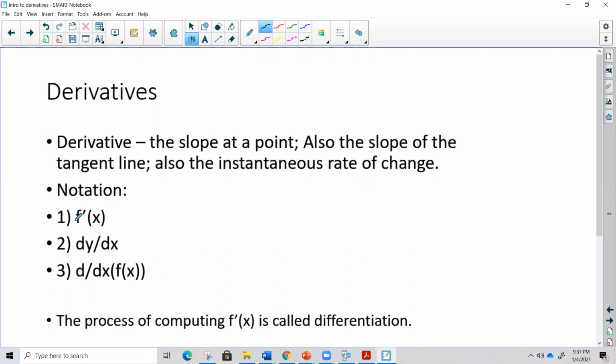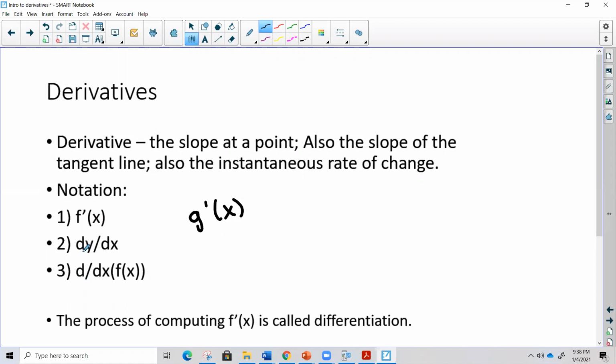We put whatever function we're talking about, then an apostrophe, and then x. So if my function was g of x instead, I would say g prime of x. And that would represent the derivative, or the slope, of the function. And when we put the x there, we actually find a formula or an expression for the slope. Then we can plug in any x value to find the slope at that specific point.